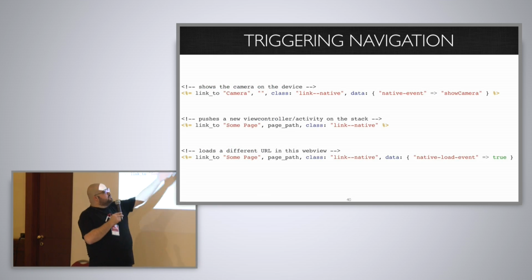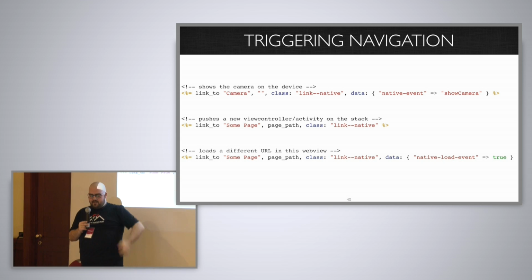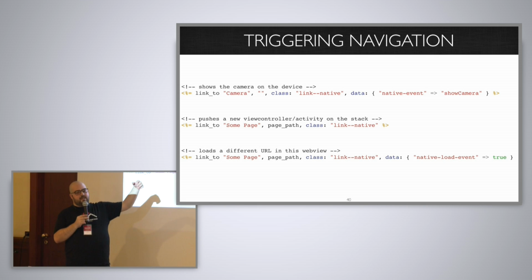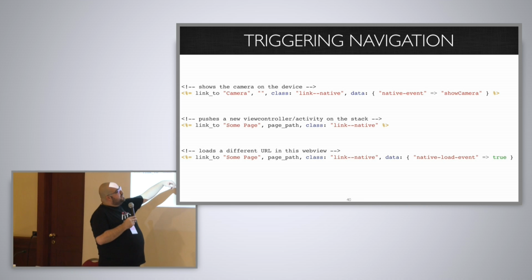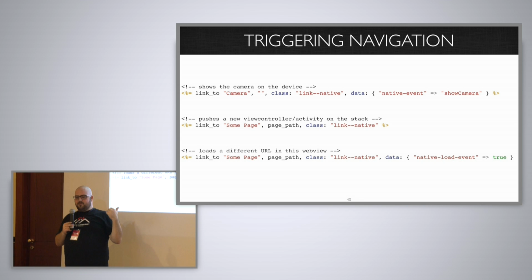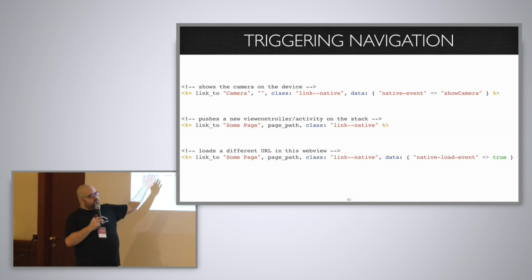Triggering navigation is just using normal link helpers. So we have a class that we added, link native. There are 3 things you can do with these. You can execute a native event, so some known event that you've made on the other side to be handled. And that's just by adding a data attribute. You can push a new activity onto the stack. This is the most common by far. This is what the standard link click would really do, push an activity on.